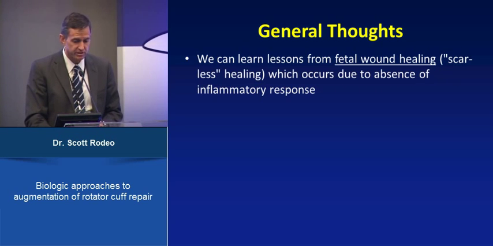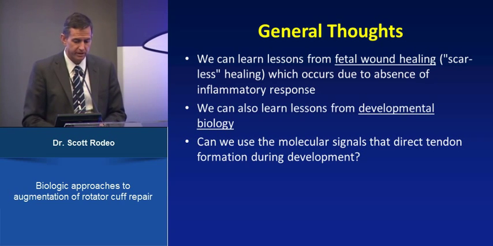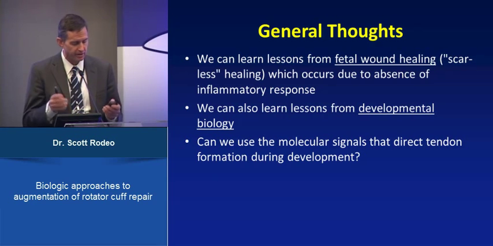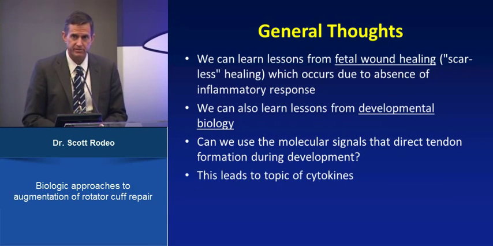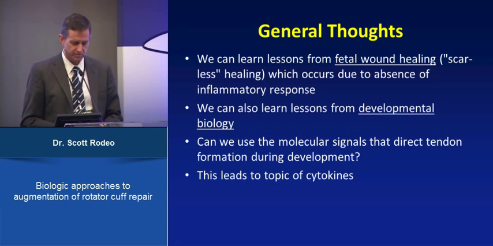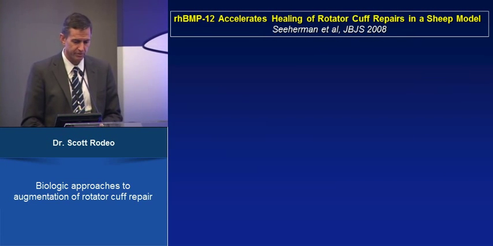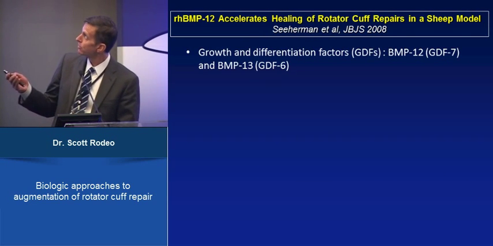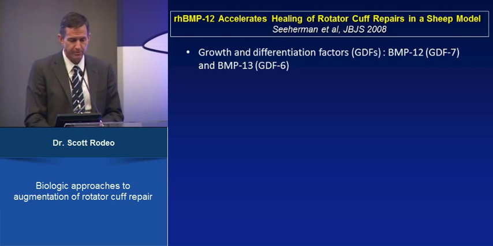We can learn lessons from developmental biology. And the goal here is, can we use the molecular signals that direct tendon formation during development to learn lessons about how we might improve tendon healing? So we can start by talking about the topic of cytokines, growth factors, and these important molecules that have a role in tissue formation. As an example, BMP12, we've looked at this in our laboratory. This is part of the family of growth and differentiation factors, so-called BMP12 and BMP13.